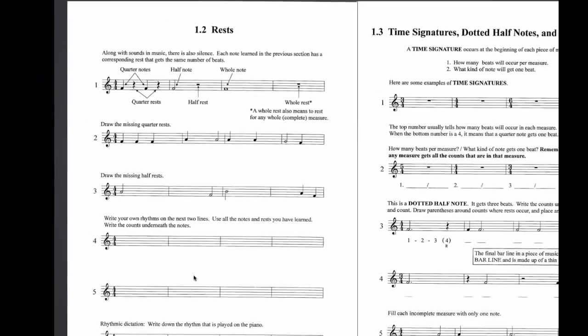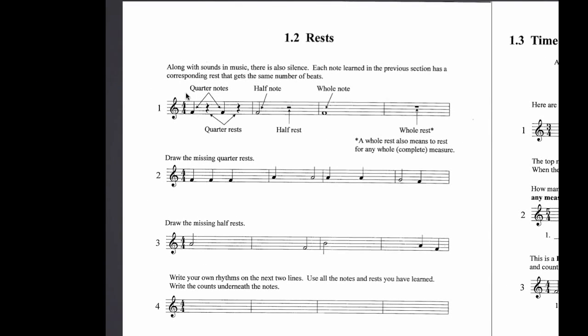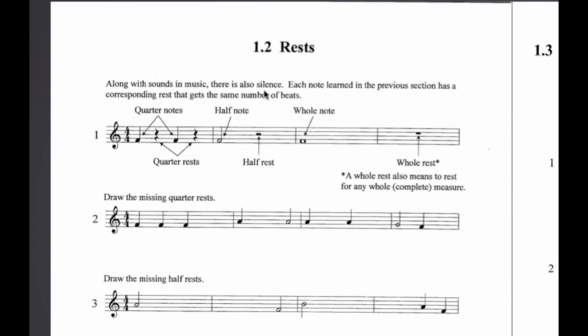Next, we have rests. Along with sounds and music, there's silence. Each note learned in the previous page has a corresponding rest that gets the same number of beats. A quarter note lasts for 1 beat. A quarter rest lasts for 1 beat. A half note lasts for 2 beats. A half rest that looks like a top hat resting on top of this line lasts for 2 beats.